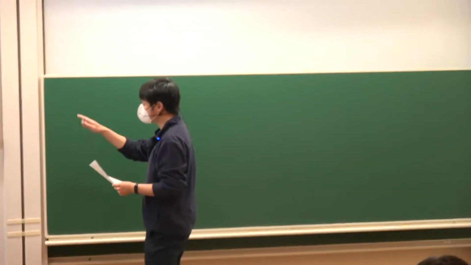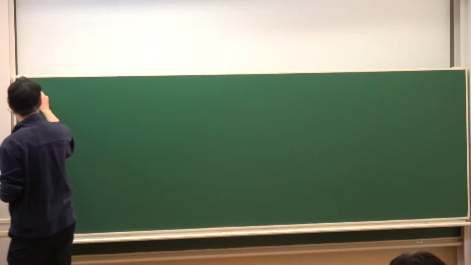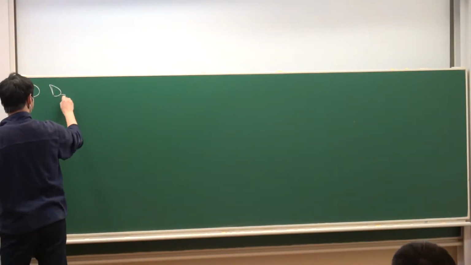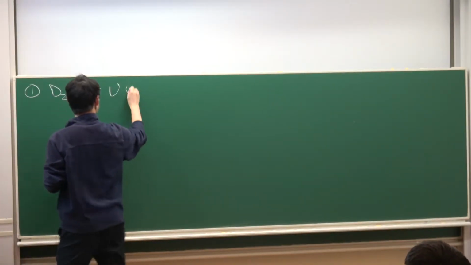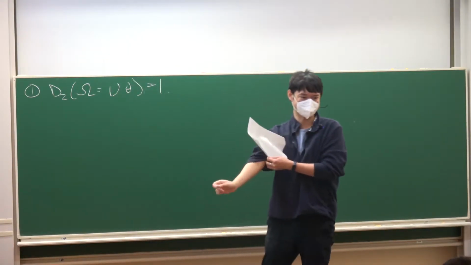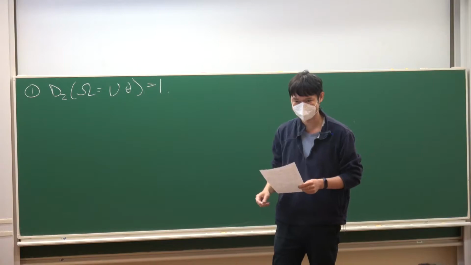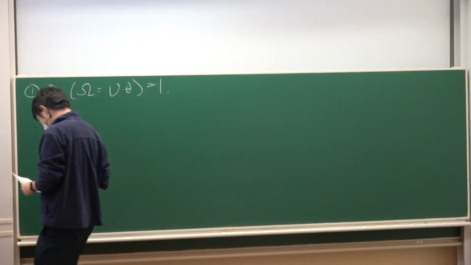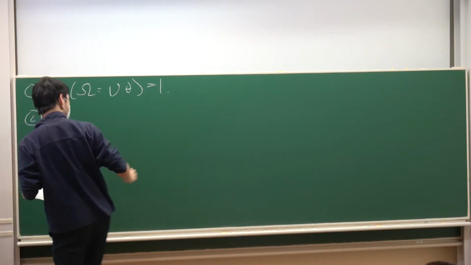At this general level, there are some easy observations. First of all, D2 is equal to 1. This is just Plancherel. I can always have L2, L2 decoupling. This is Plancherel.